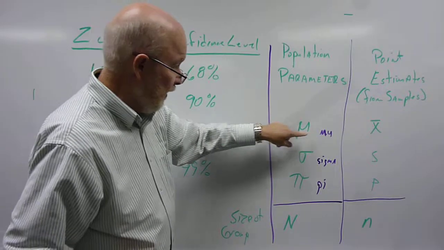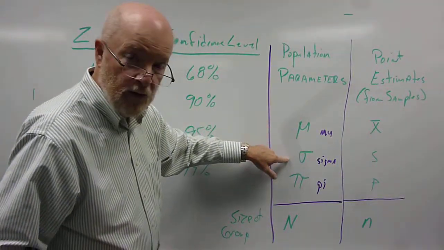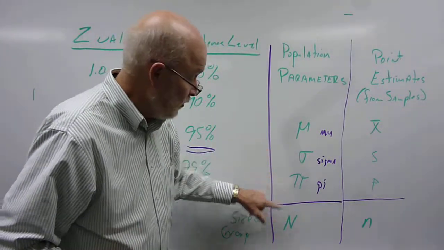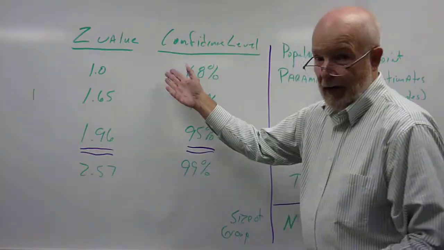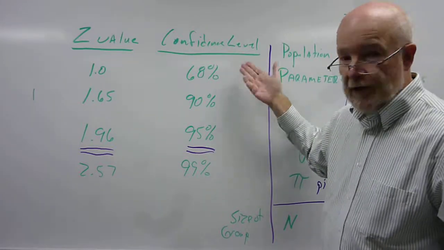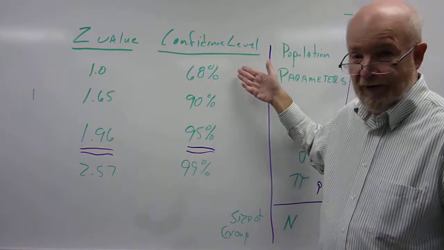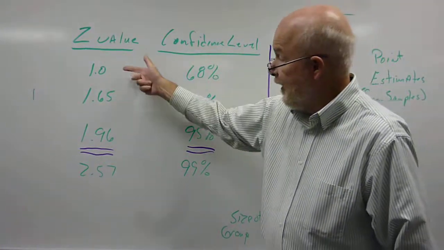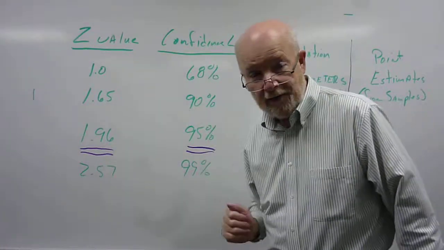Population parameters are the Greek letters, typically we have mu, which is the population mean. We have sigma, which is the population standard deviation. We have pi, which is the population proportion. And then we have N, which is the size of the population. We go back over here. We have our confidence levels on this side, and these are what will show up in problems. We want to be 68% sure that we're going to find the right value. We want to be 90% sure, 95%, 99%. And these are the associated z values. Now you want to remember how these are connected. Okay?